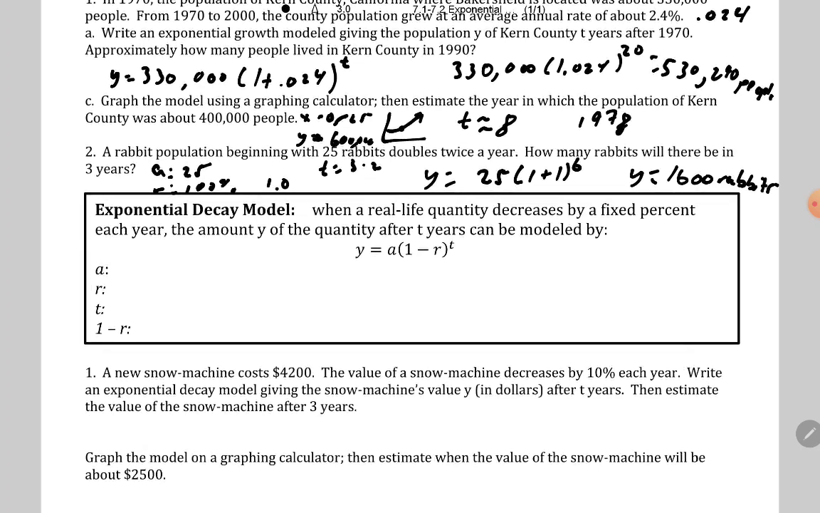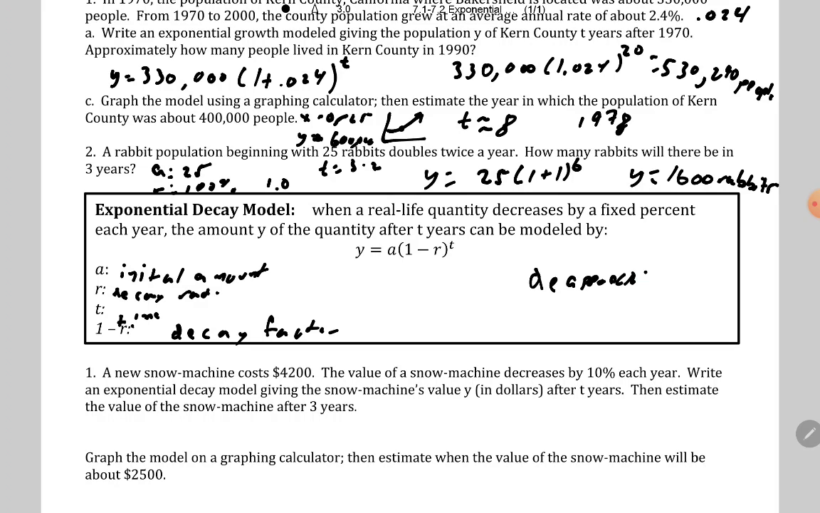Alright. Now let's look at exponential decay. Same thing: initial amount. This time it's the decay rate. Time is still time. And 1 minus r is now called the decay factor. And this is usually used in depreciation. Also population.